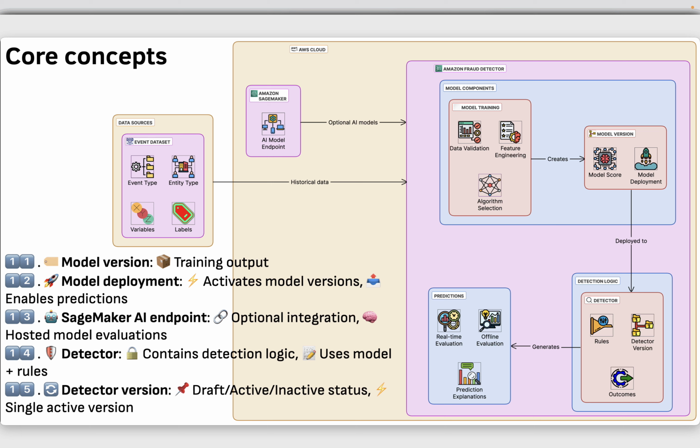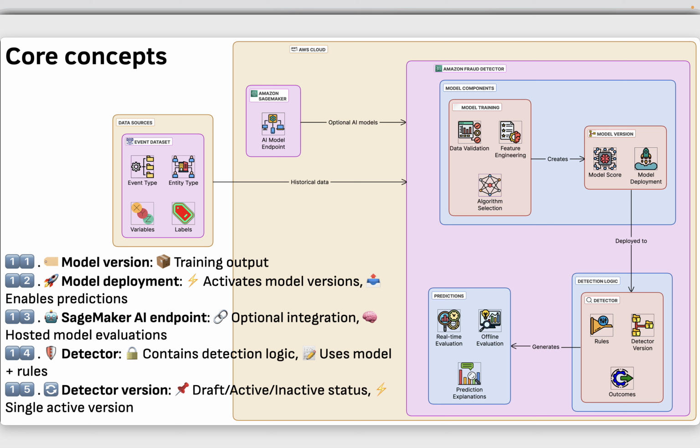11th is model version, which is an output from training a model. Then next, 12th is a model deployment, which is a process for activating a model version and making it available for generating fraud predictions. 13th is Amazon SageMaker AI model endpoint.